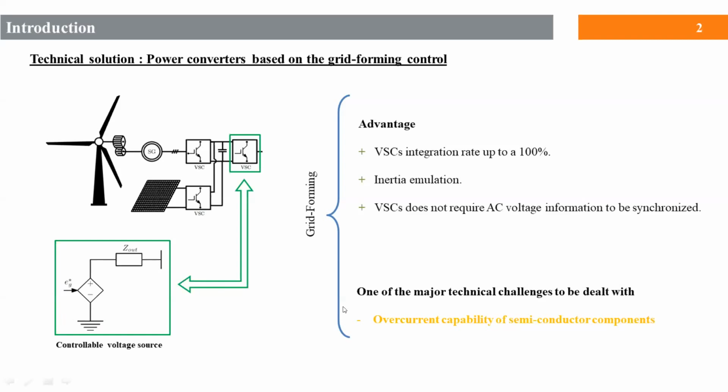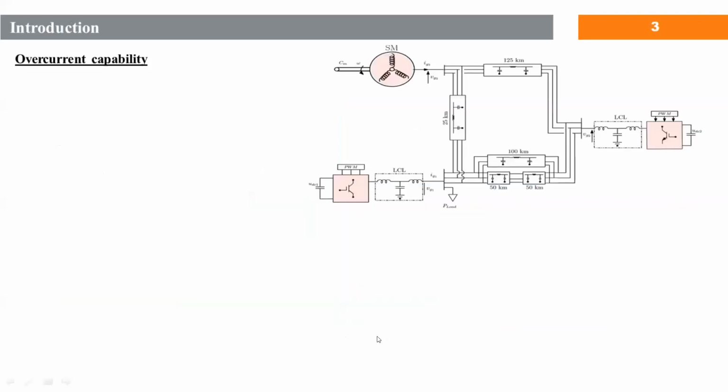However, many challenges are still under study for such converters, such as their ability to overcome the high current in case of fault. Actually, since grid-forming converters are operating as a voltage source, they are very sensitive to grid disturbances. So overcurrent can be caused by several factors, such as heavy load connection, line tripping, faults.